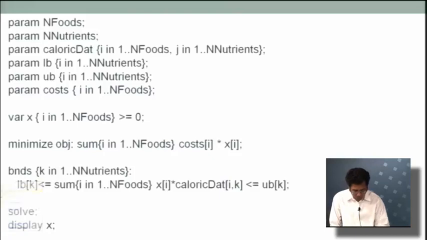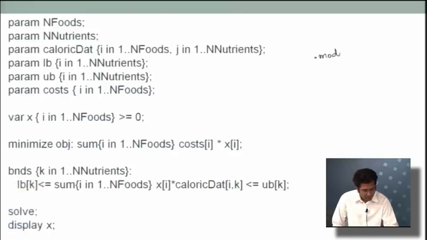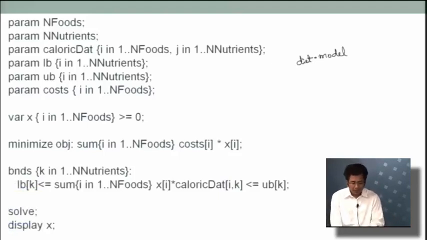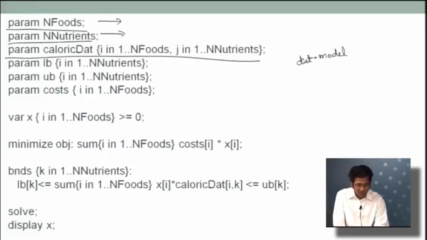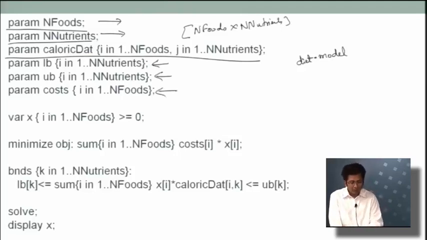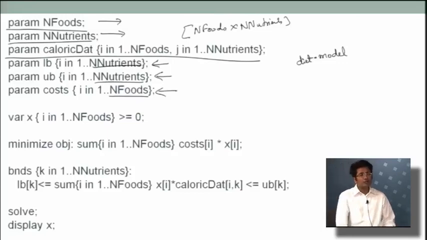So this is the model file. It's available to you as diet.model, I believe. Okay, you can download it and examine it. And this says the same things I said in the previous slide. You have parameters, number of foods, number of nutrients. You have the caloric matrix, which is a two-dimensional matrix, which is n foods times n nutrients. Then you have the lower bound vector, the upper bound vector, and the costs. Okay, lower bounds on the nutrients, upper bounds on the nutrients, and the costs per unit of the food.